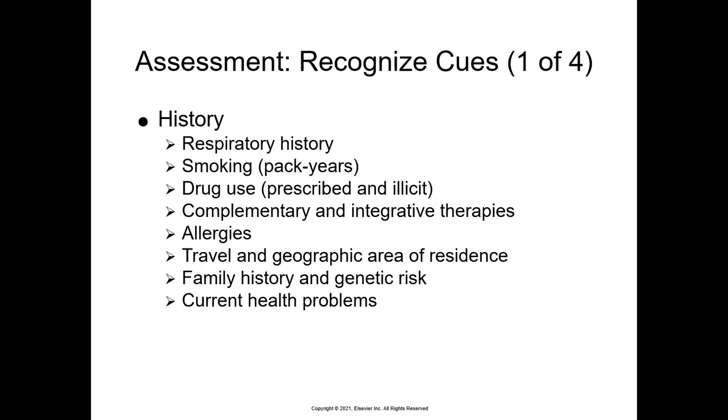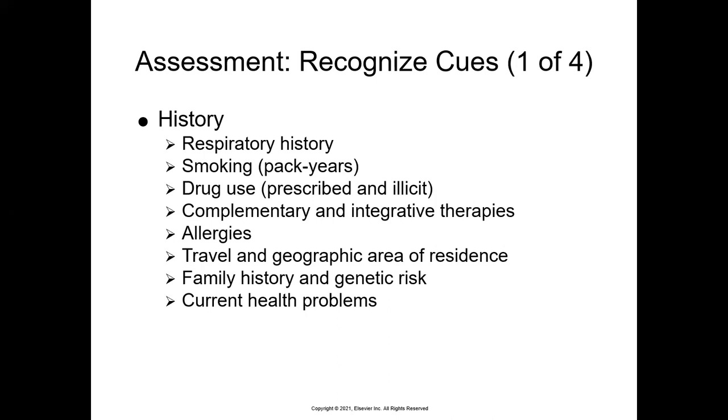Also, asthma can be a problem here as well. Travel and geographic area of residence: if somebody has traveled to the West Coast, there are certain things within the air that can create infections, one of which is valley fever. That's not something we would be looking for, particularly in Tennessee.